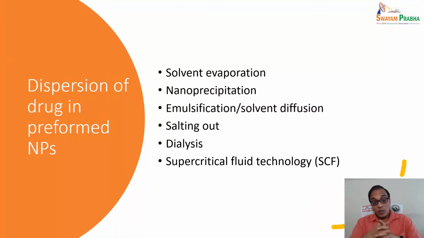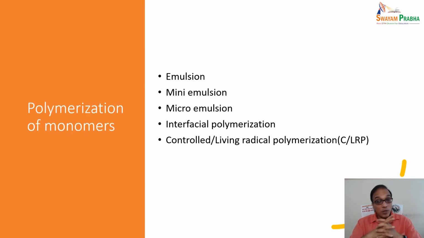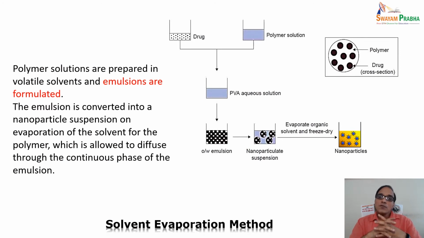Dispersion of drug in preformed nanoparticles is the first approach, and the second approach is polymerization. In the first approach, the methods involved are solvent evaporation, nanoprecipitation, emulsification solvent diffusion, salting out, dialysis, and supercritical fluid technology. While in polymerization: emulsion, mini emulsion, micro emulsion, interfacial polymerization, and controlled or living radical polymerization. These are the technologies which we'll be discussing. First is the solvent evaporation method. So what we are doing is similar.